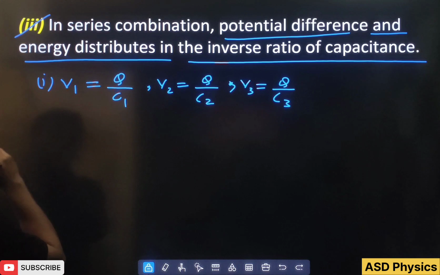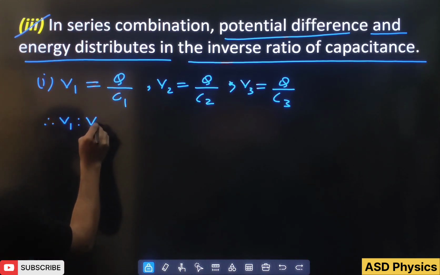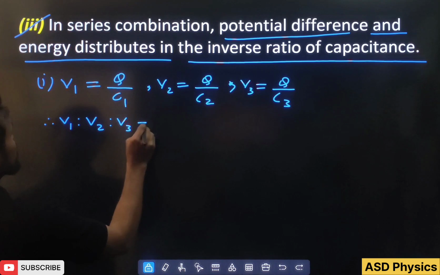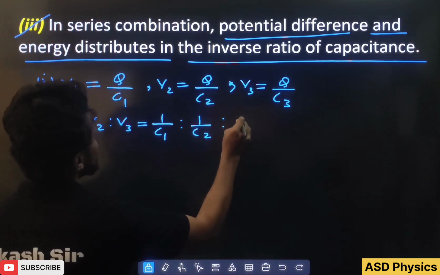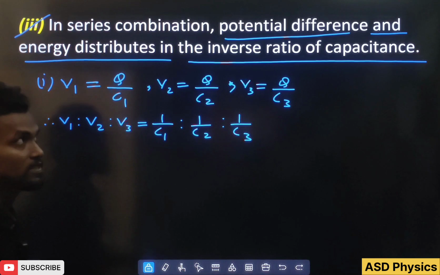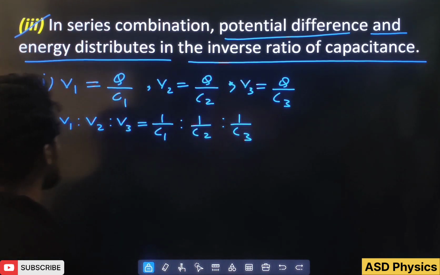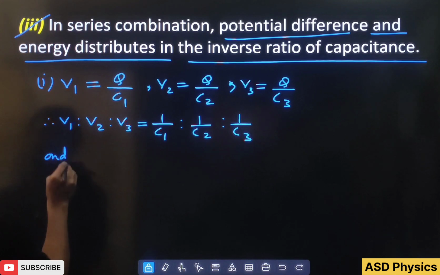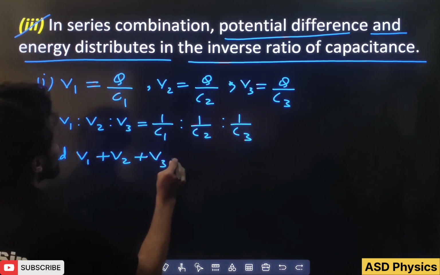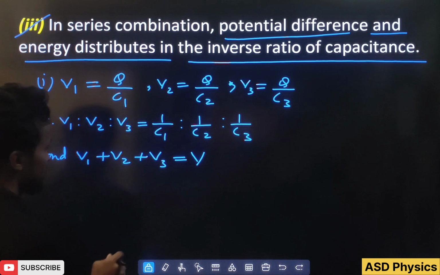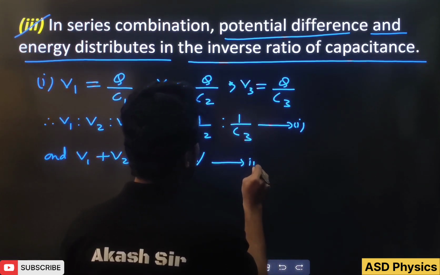Hence, V1 is to V2 is to V3 will become 1 by C1 is to 1 by C2 is to 1 by C3. So it is an inverse ratio. And we know one more thing: V1 plus V2 plus V3 is equal to V. So this is equation 1, and this is equation 2.